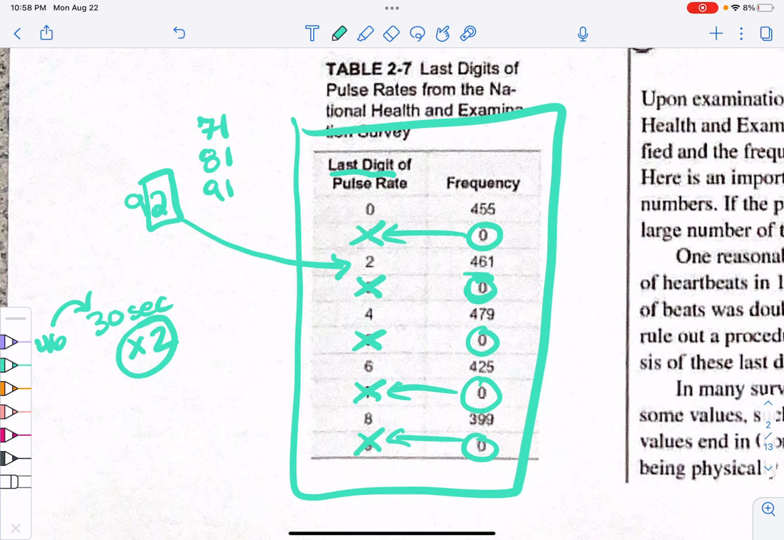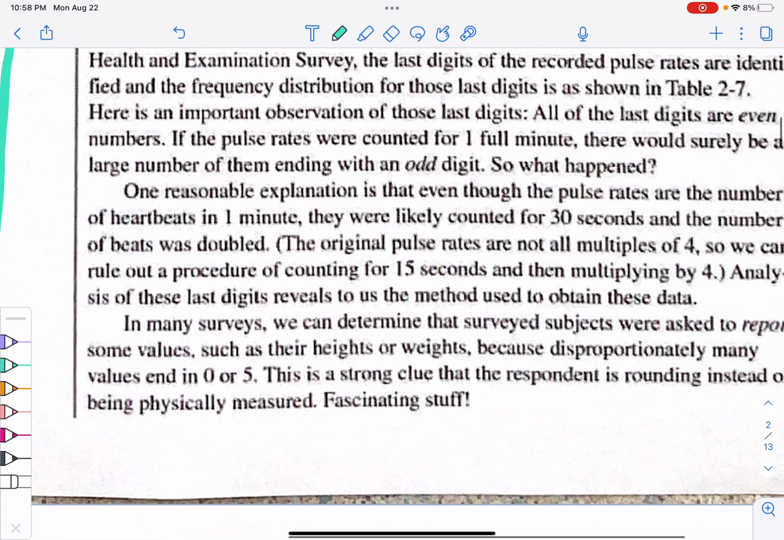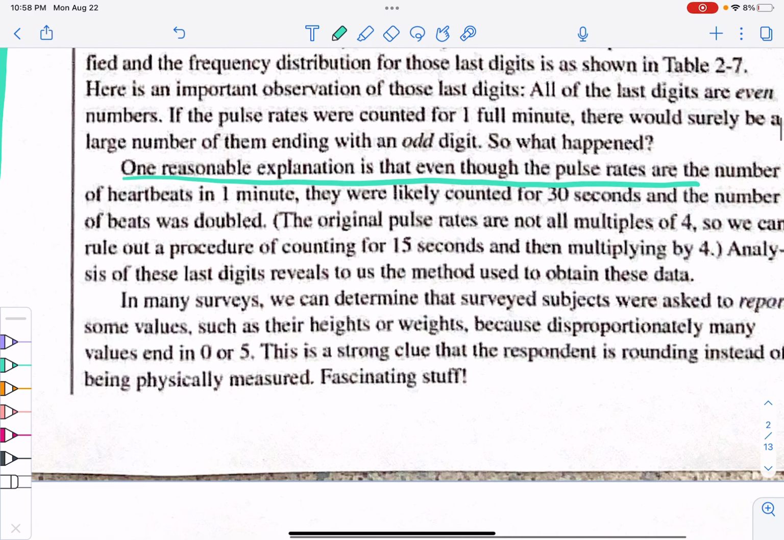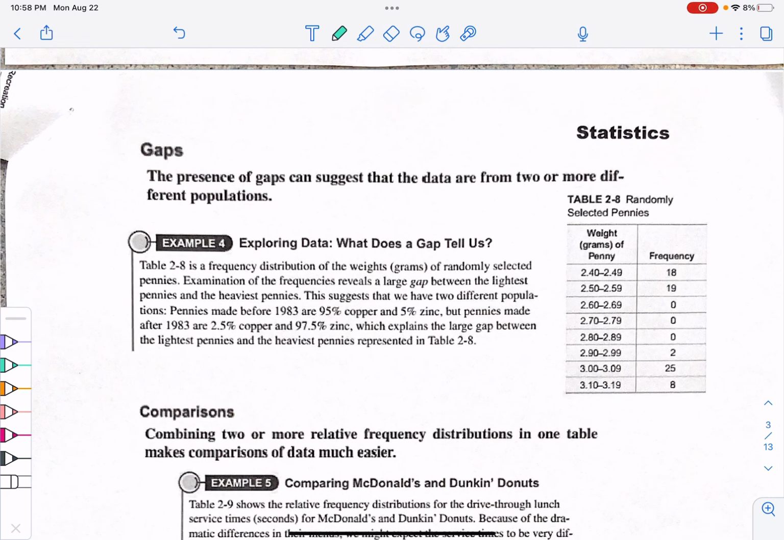I can gather that information just by looking at this frequency table. I can tell you what they did exactly to gather this information, okay? So it says one reasonable explanation is that even though the pulse rates are the number of heartbeats in 1 minute, they were likely counted for 30 seconds, and then the number was doubled to create only even numbers, okay? All right, let's go down to this next one, which is something they talk about that are gaps, okay?